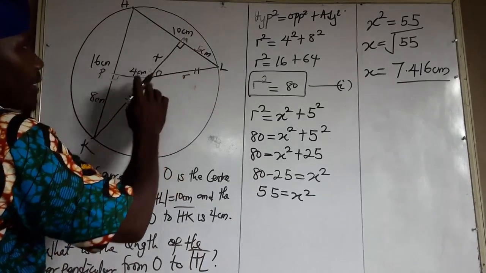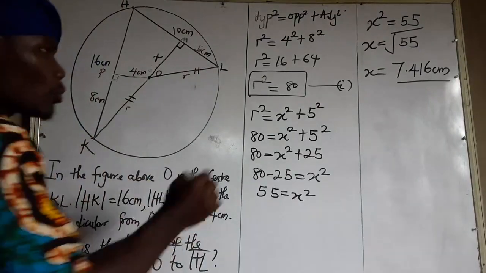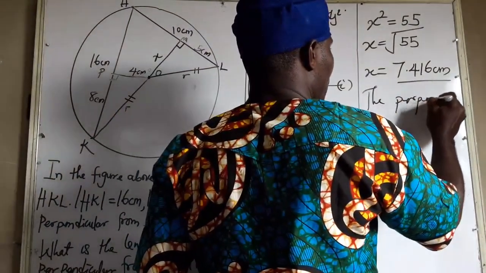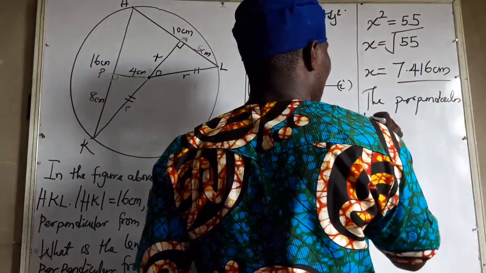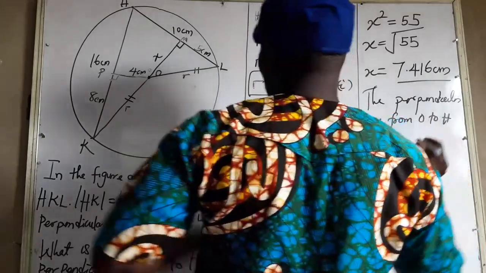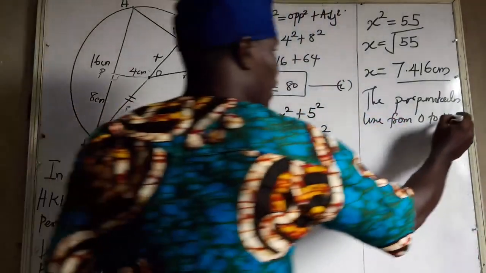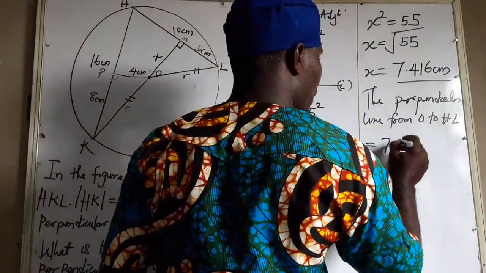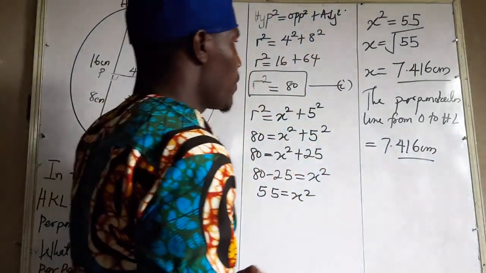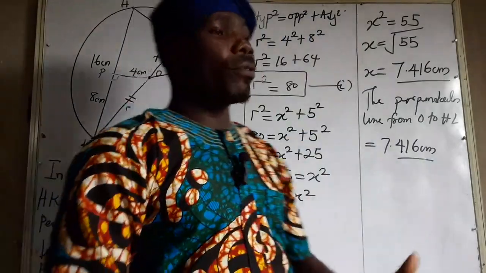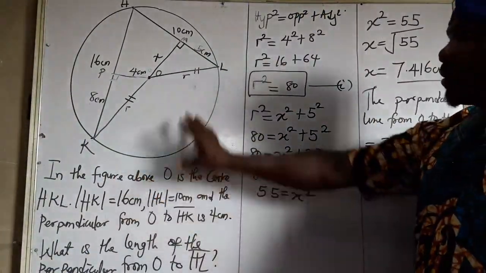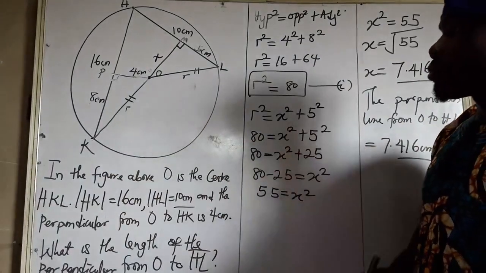The question asked, what is the length of the perpendicular from O to HL? So this is X. Therefore, the perpendicular line from O to HL will give us 7.416 centimeters. So this is the value of the answer, and that is just the answer. From this analysis, we are able to solve what we were supposed to do here.